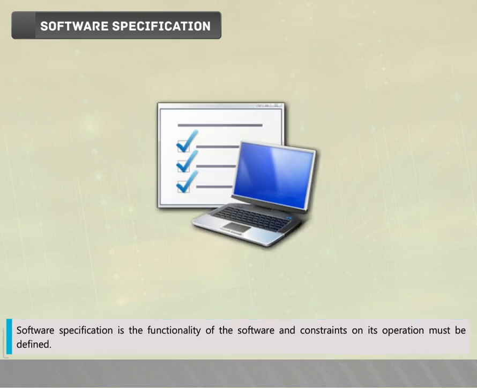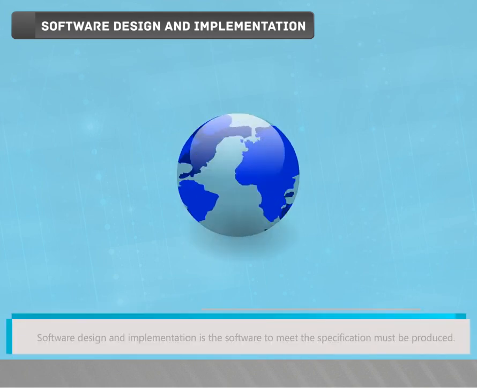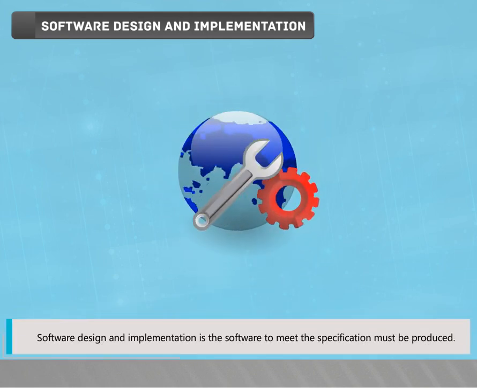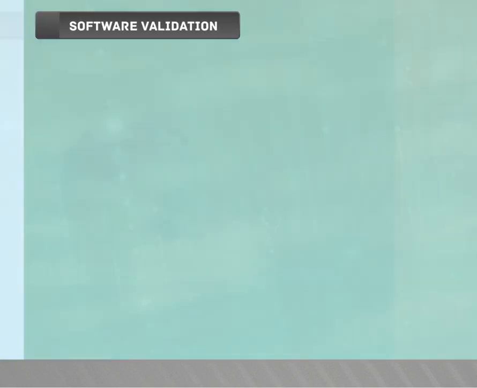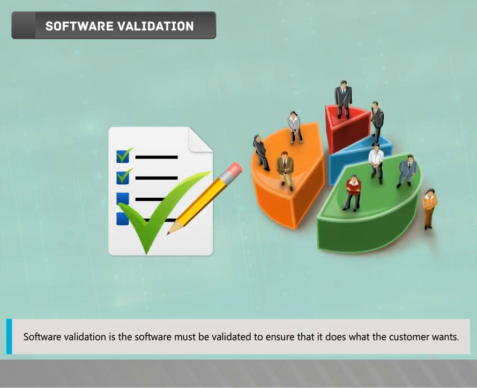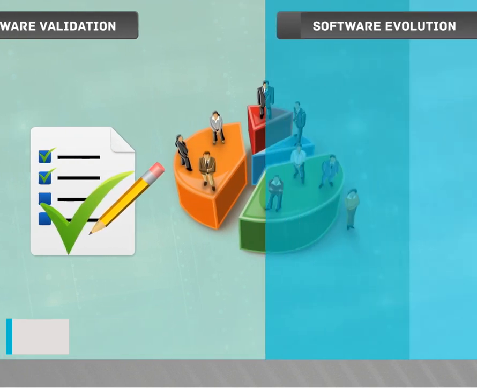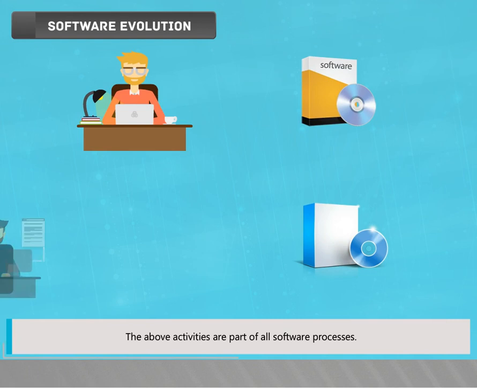Software specification. Software specification is where the functionality of the software, and constraints on its operation, must be defined. Software design and implementation. Software design and implementation is where the software to meet the specification must be produced. Software validation. Software validation means the software must be validated to ensure that it does what the customer wants. Software evolution. The above activities are part of all software processes.